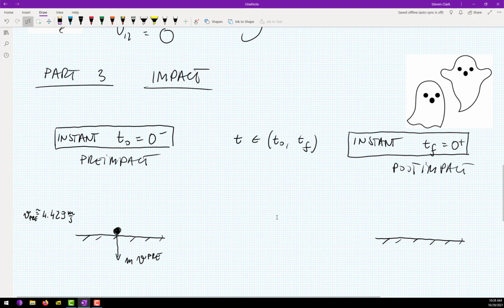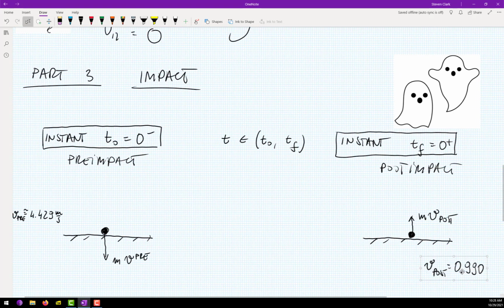Now we also know what happens after the impact, because we have the particle here, but it is pointing this way right now. We have m v post, and that v post we found in part number 2 of the problem. It was 0.99, I believe. So that was the whole point of part number 2.